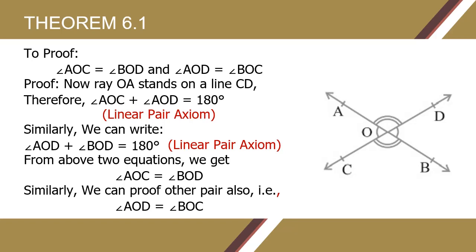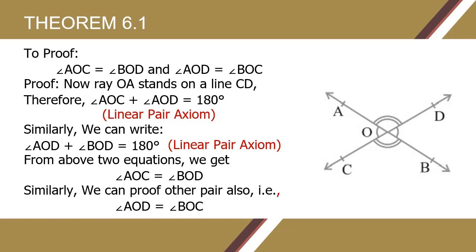Now, ray OA stands on a line CD. Only observe line CD with point O, and OA is a ray that stands on line CD. Therefore, angle AOC plus angle AOD is equal to 180 degree, forming a linear pair by axiom 6.1, isn't it? Similarly, we can write angle AOD plus angle BOD equals 180 degree. Again, same concept, linear pair axiom.